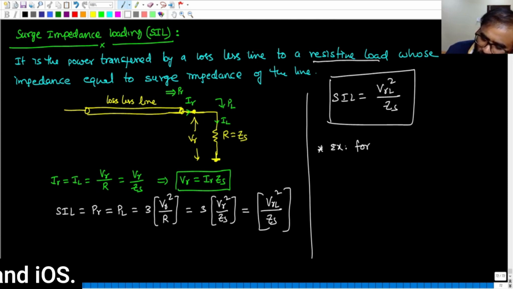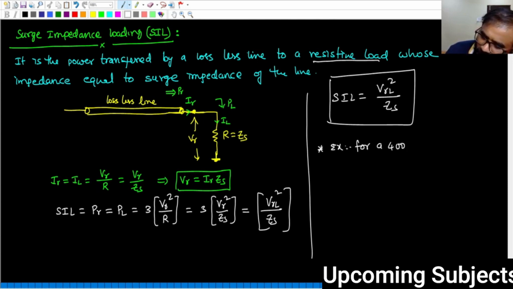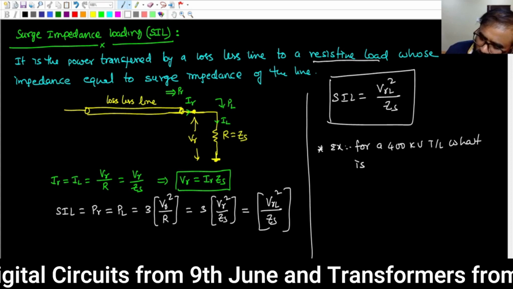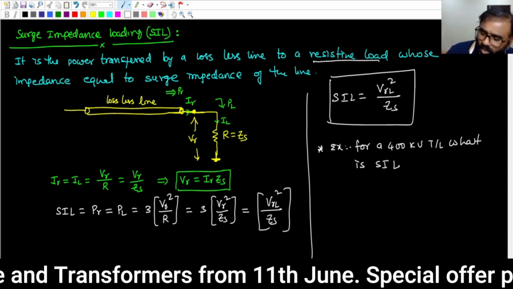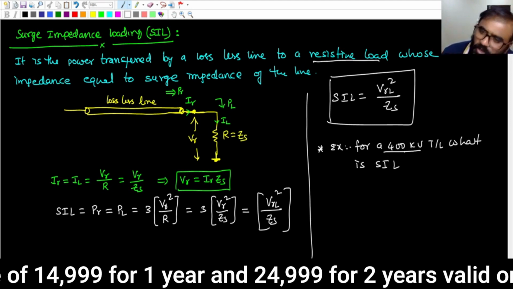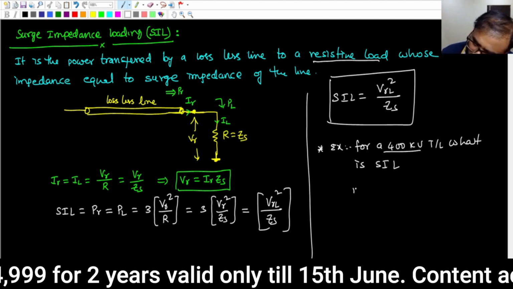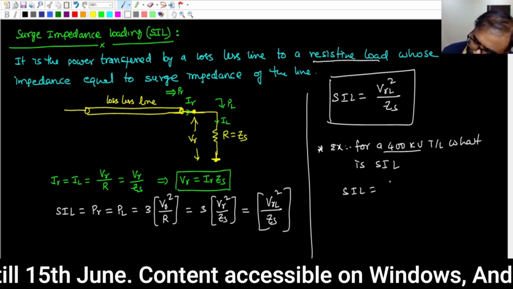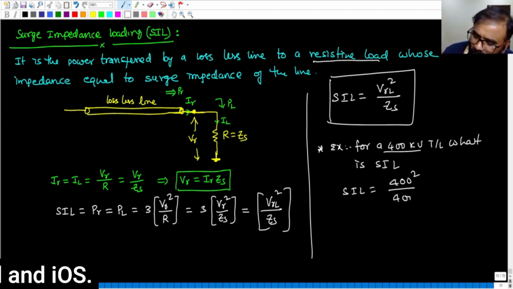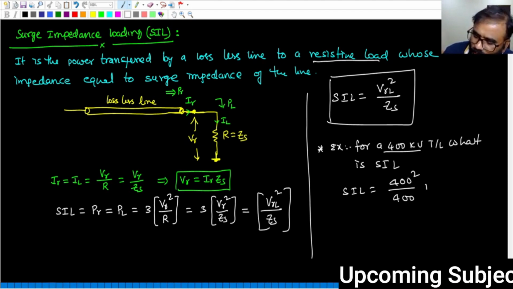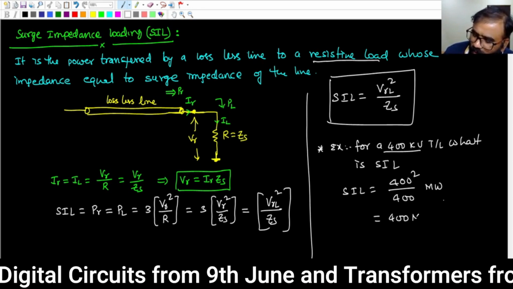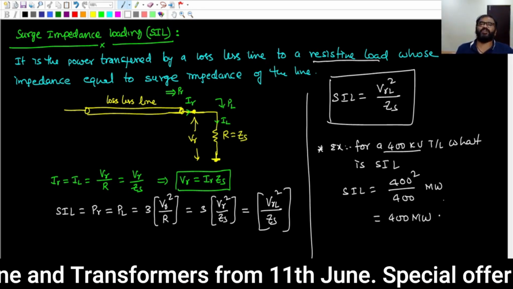Suppose the question is given like this: for a 400 kV transmission line, what is the surge impedance loading? Does it mention anything about the surge impedance? No. But what is this 400 kV? It is VRL only, the line voltage. So directly you can write the surge impedance loading as VRL square, 400 square, by the surge impedance of the line, 400 ohms by default. If it is not given, you have to take 400 ohms. We get it in megawatts, because kV square gives mega. So the answer is 400 megawatts.